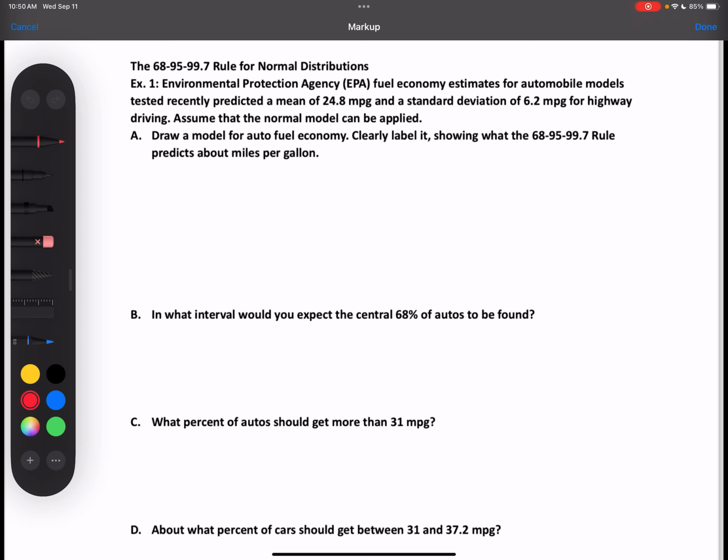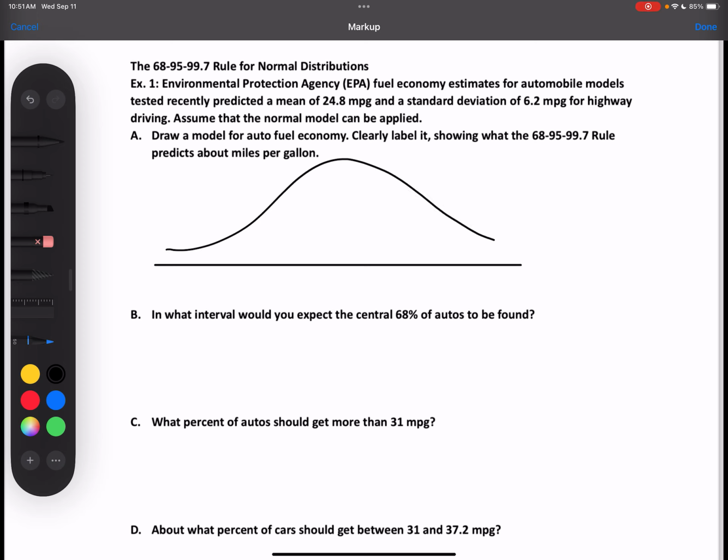All right, so the Environmental Protection Agency, or the EPA, fuel economy estimates for automobile models tested recently predicted a mean of 24.8 miles per gallon and a standard deviation of 6.2 miles per gallon for highway driving. Assume the normal model can be applied. Draw a model for auto fuel economy. Clearly label it. Show what the 68, 95, 99.7 rule predicts about miles per gallon. So that is the empirical rule, 68, 95, 99.7. And so I'm going to start out by drawing a normal model.